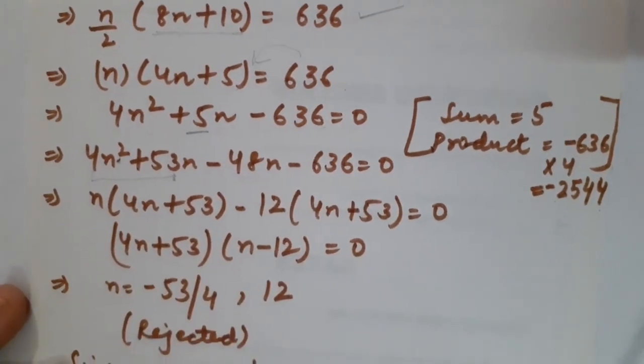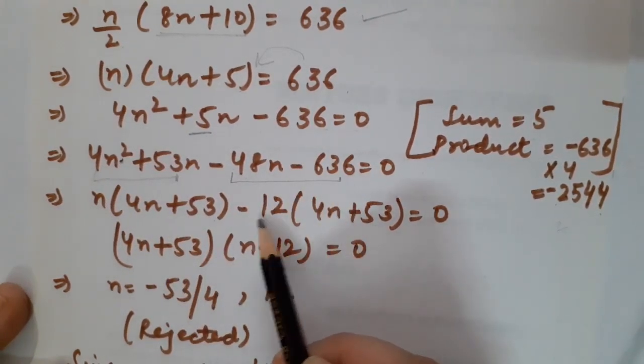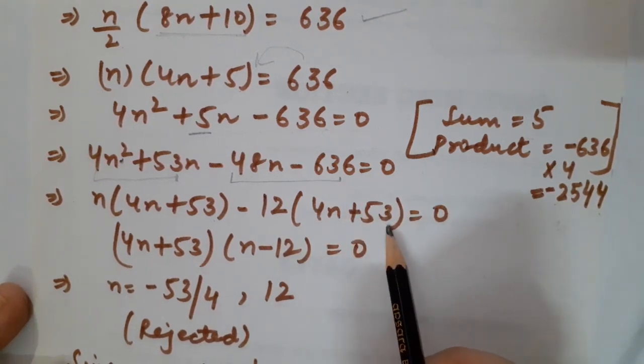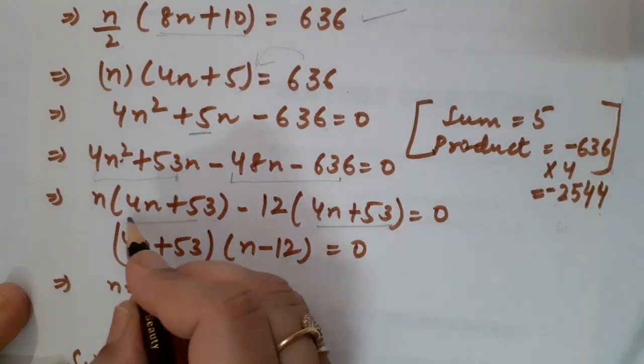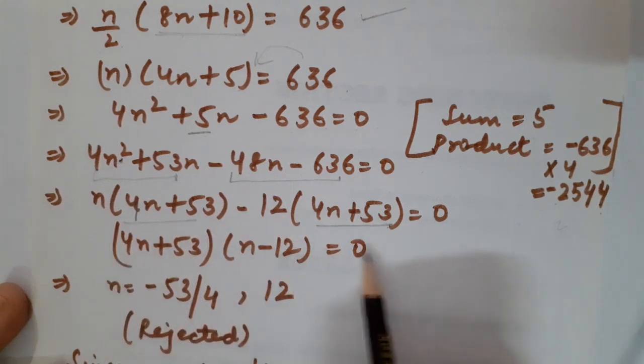Let us take n common from first two terms. So inside the bracket I will be getting 4n plus 53. From last two terms I will be taking minus 12 as common. So I have got 4n plus 53 inside the bracket again is equal to 0. So this is 4n plus 53. Here also 4n plus 53 will be written once. This is n minus 12 is equal to 0.